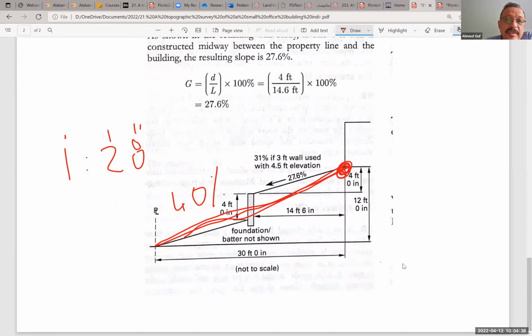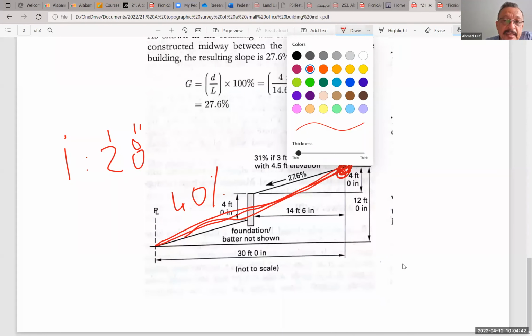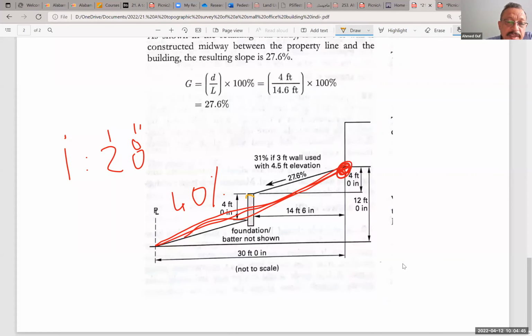So what you do is you do something like this, which I believe you have seen in many places. You create some landscape wall here, and the height of the wall depends on your situation. In this case, they selected a 4 feet wall, and they just connected this point and that point, making each of these slopes less than 33%, or 1 to 3.